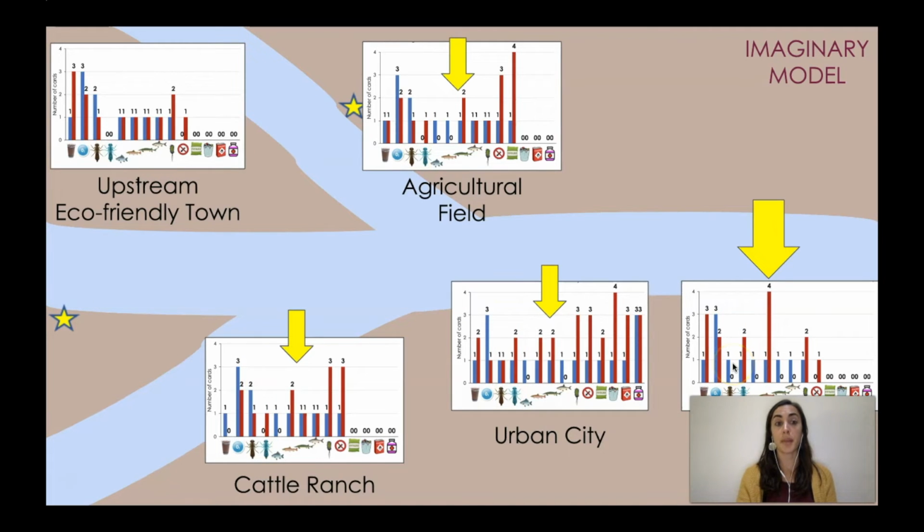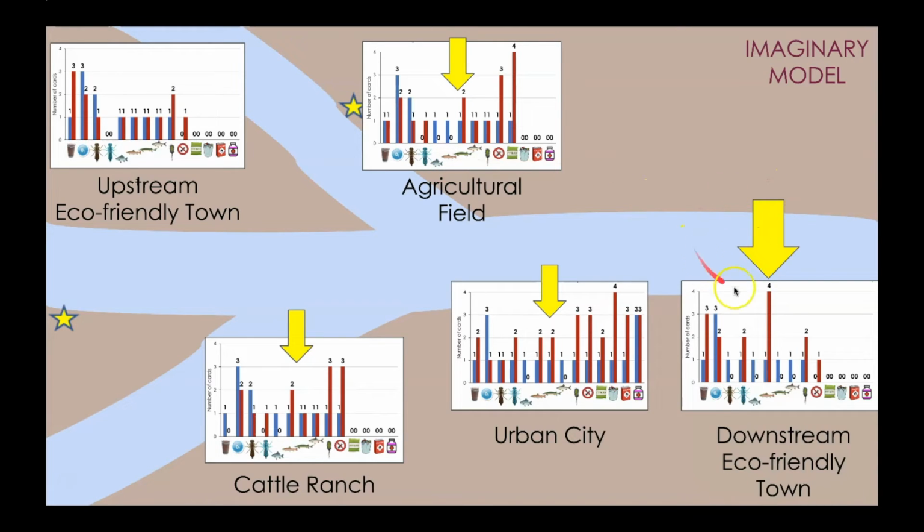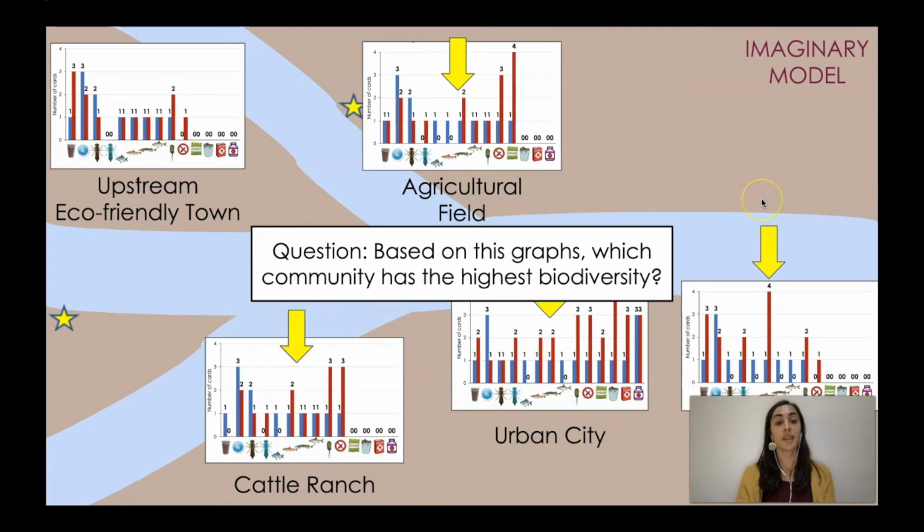Then we have fish biodiversity, and we can say that the upstream eco-friendly town stayed the same throughout, so that's good. But for all the other cases, the fish biodiversity went down, and the biggest change has been in the downstream eco-friendly town, because we went from having 4 types of fish to having just 1. So based on these graphs, which community do you think has the highest biodiversity? Take a minute, look at your graphs, and try to answer that question.